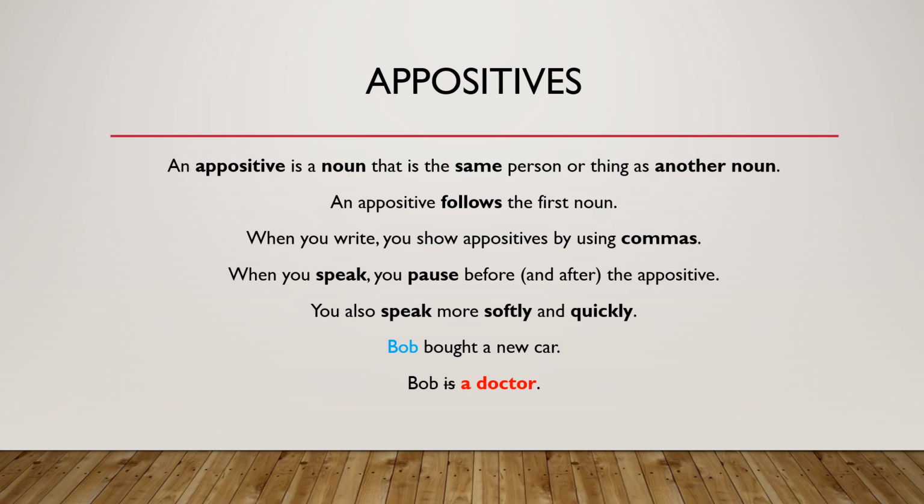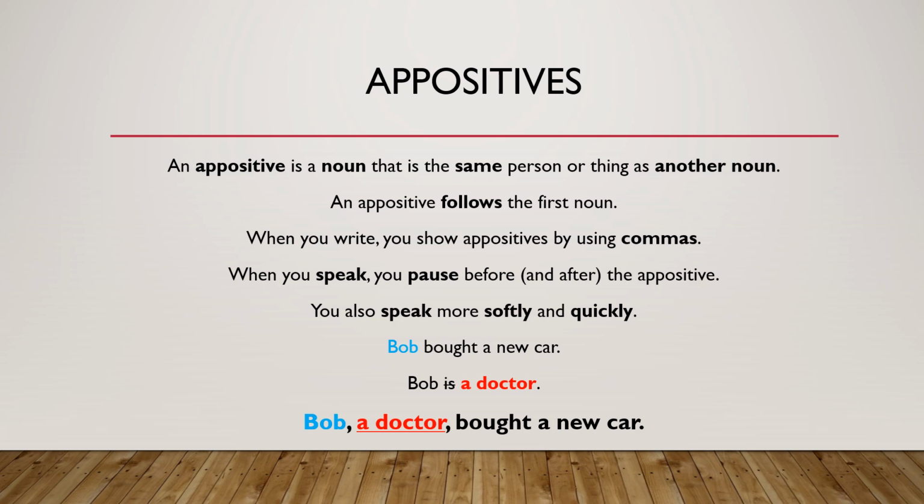Bob bought a new car. Bob is a doctor. The last sentence, Bob is a doctor. This means Bob and a doctor are the same person. We have a be verb, we can remove it, and we can make an appositive, like this. Bob, a doctor, bought a new car.